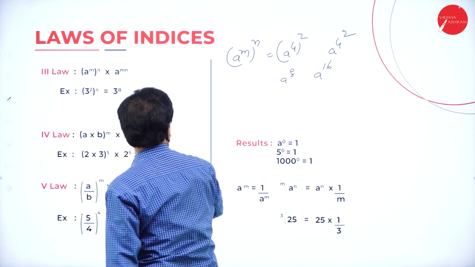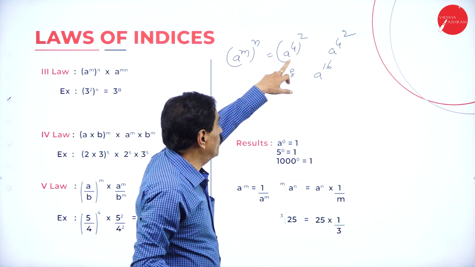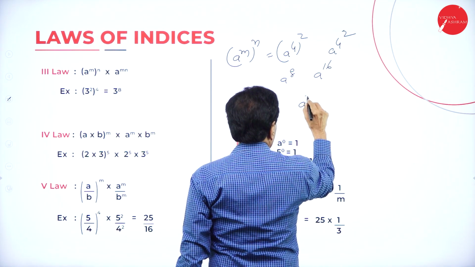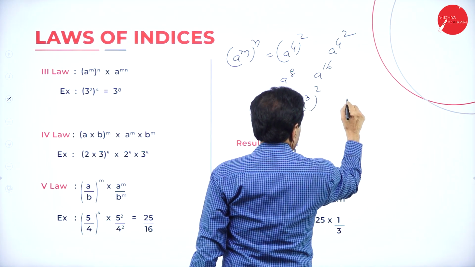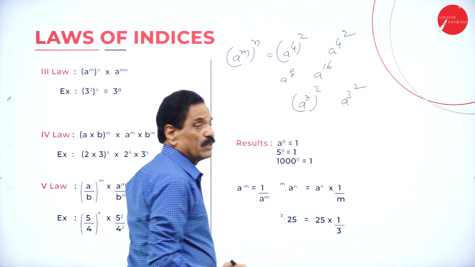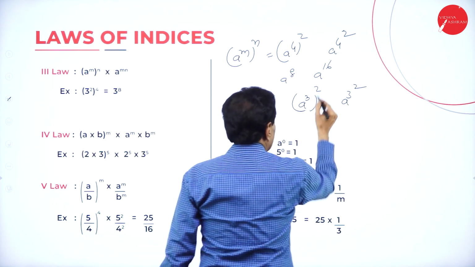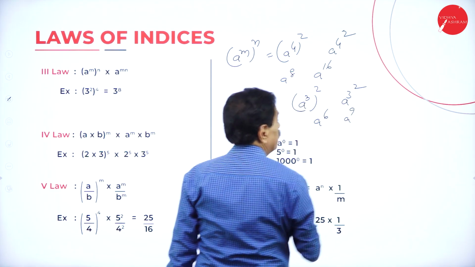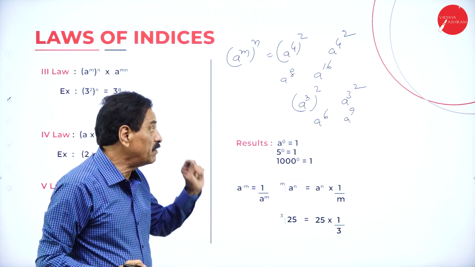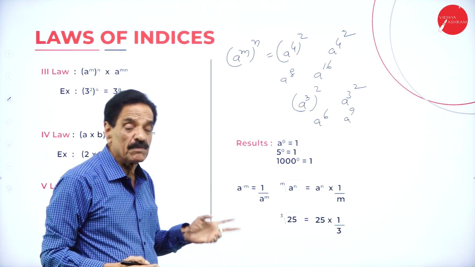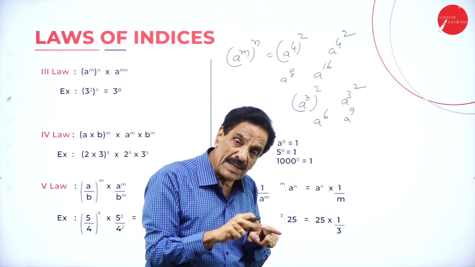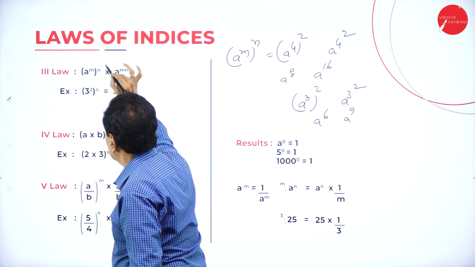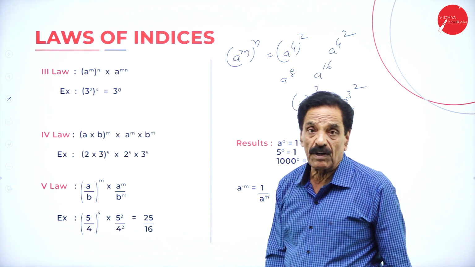Here is the same example, a to the power of 4, 2. Another example: a to the power of 3, 2. So what's the answer? What is mn? a to the power of 6. Without the bracket, a to the power of 3 squared is 9. You must understand this point: when you remove the bracket, 3 squared will come; when you have a bracket, it is 3 into 2. That's all. Here the formula is a to the power of m to the power of n is equal to a to the power of mn.